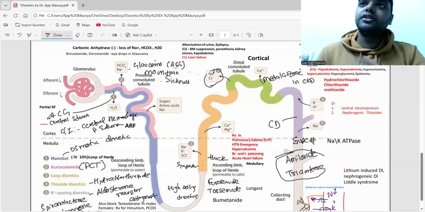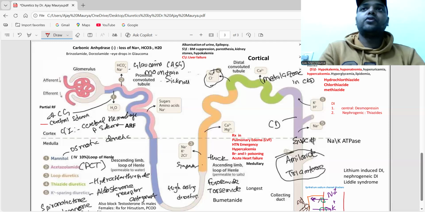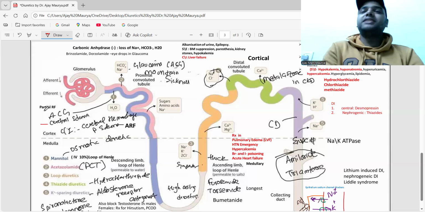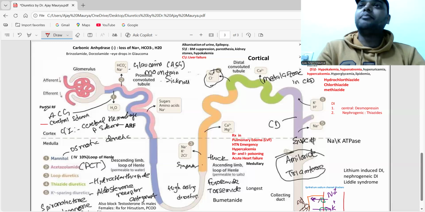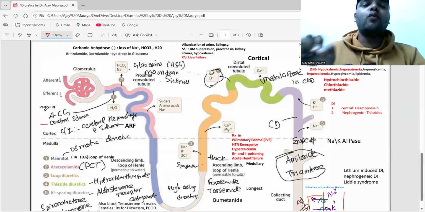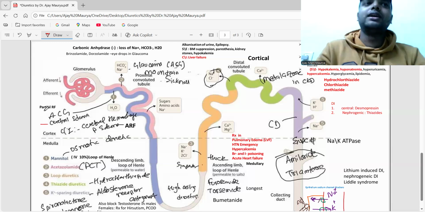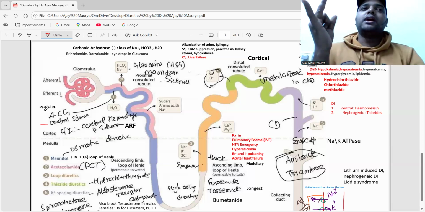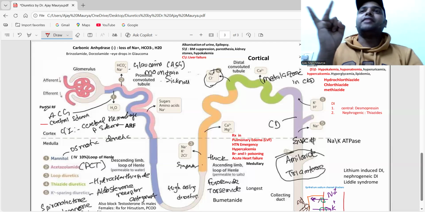It is also used in the treatment of acute congestive glaucoma. Remember, it is also used in partial, that is incipient, renal failure, not the complete one. So mannitol is used in cerebral edema, acute congestive glaucoma, and partial renal failure.